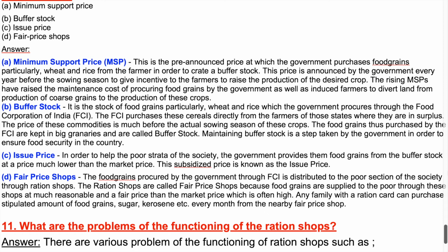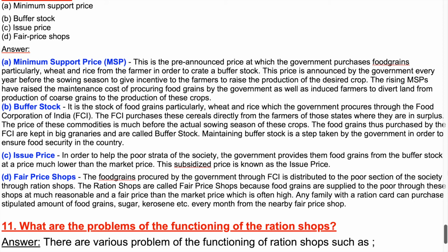This price is announced by the government every year before the sowing season to give incentive to the farmers to raise the production of the desired crop. The rising MSPs have raised the maintenance cost of procuring food grains by the government, as well as induced farmers to divert land from production of coarse grains to the production of these crops.